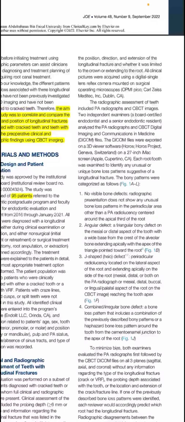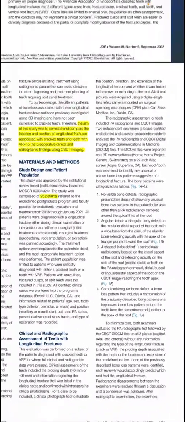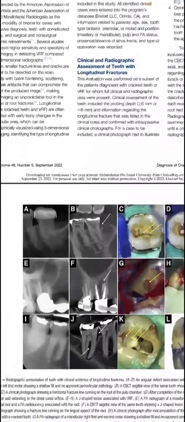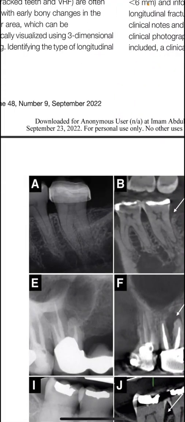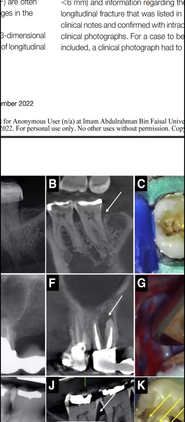Two independent examiners were used to assess these images, and each root or tooth was examined to identify any unusual or unique bone loss patterns. The bony patterns were categorized as follows: no visible bony defect, which is shown in figure 1A here, and the angular defect, which is a triangular bony defect as shown in figure 1B.